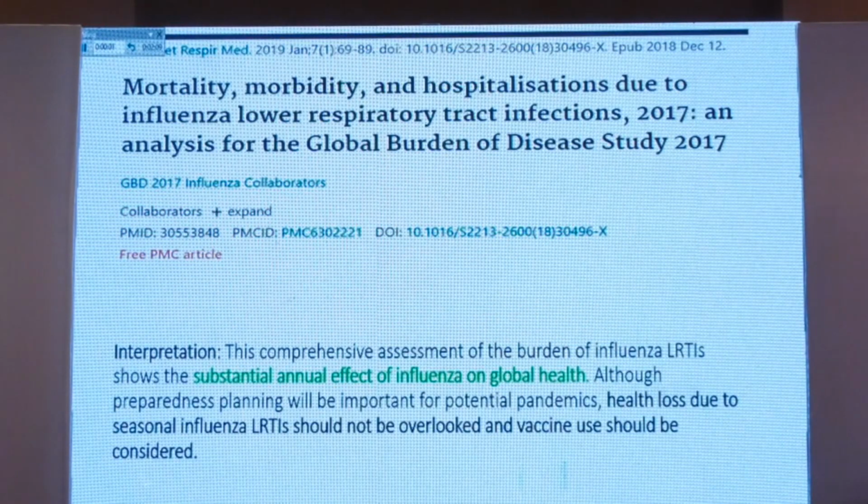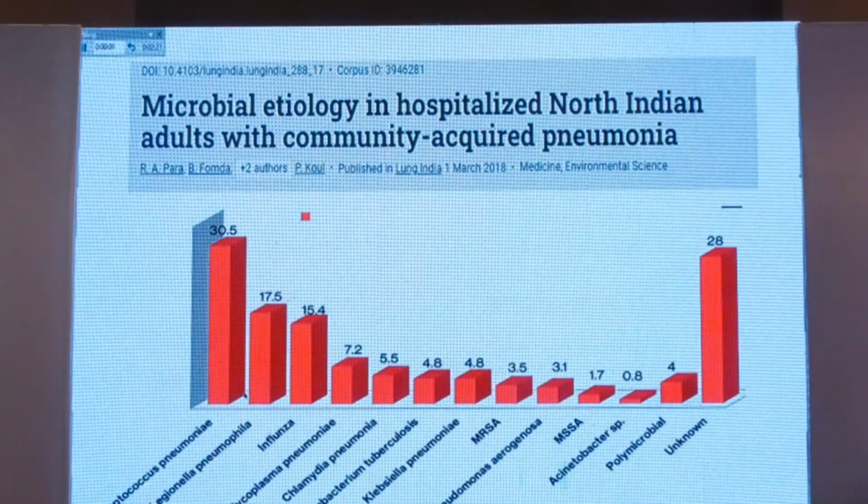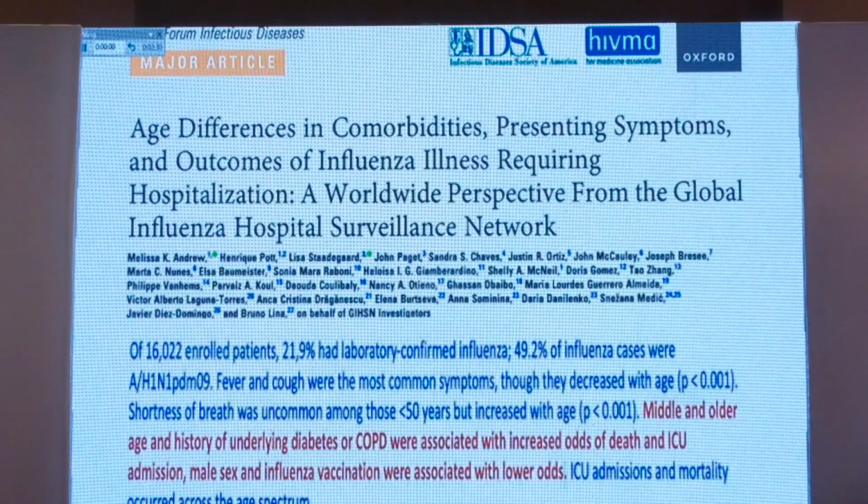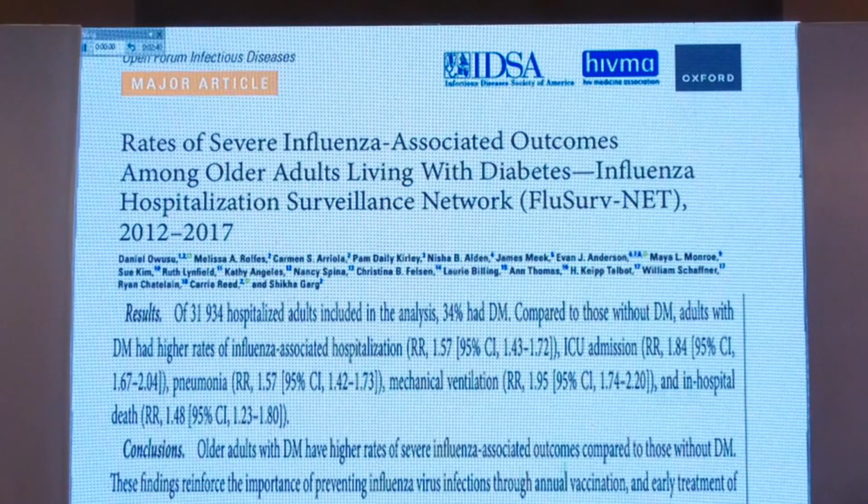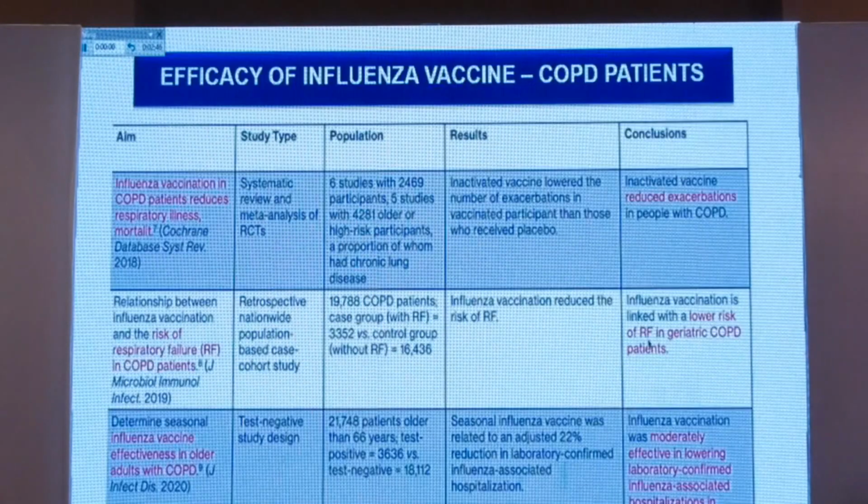So there was a substantial annual effect of influenza on global health, as well as health loss due to seasonal influenza. Lower respiratory tract infection should not be overlooked, and vaccine use should be considered. Influenza virus was found to be the third leading microbiological agent responsible for community-acquired pneumonia in a North Indian study. Middle and older age adults and those with a history of COPD were more prone to infection, as well as increased odds of death and ICU admission. Similarly, older adults and those with diabetes are more prone to develop severe influenza virus infection.